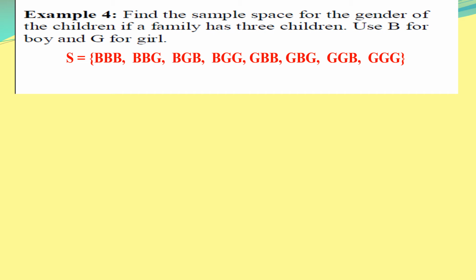And so on. We have boy, girl, boy, boy, girl, girl, girl, boy, boy, girl, boy, girl, girl, girl, boy, and girl, girl, girl. So there are 1, 2, 3, 4, 5, 6, 7, 8 elements of this sample space.